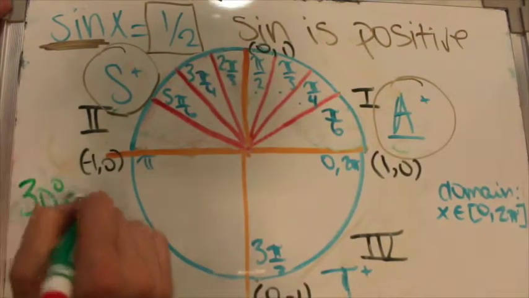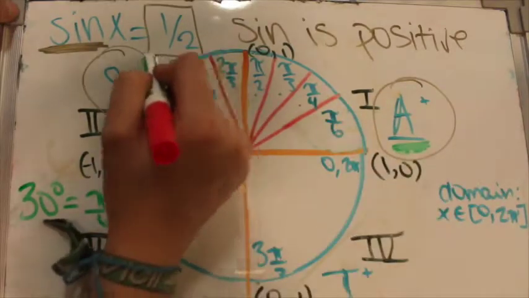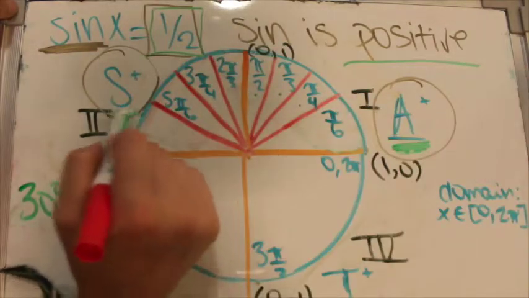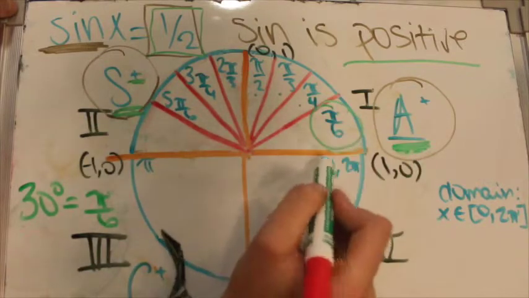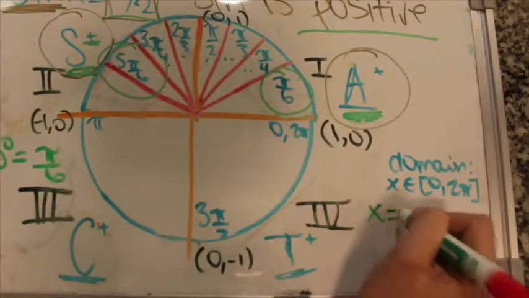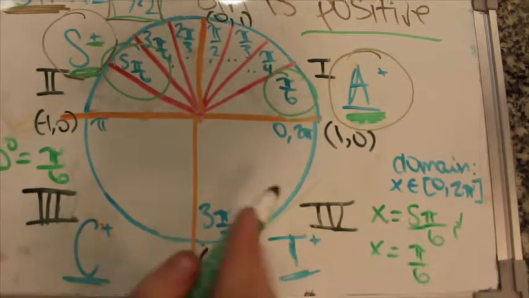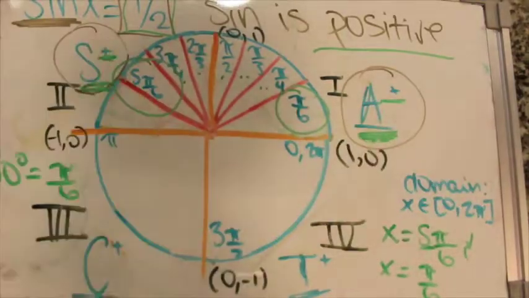So now, again, 30 degrees is pi over 6. We're going to find pi over 6 values in the first and second quadrants because our sine x value is positive, and in the first and second quadrants it's positive. So it's pi over 6 in the first one, and then 5 pi over 6 in the second one, because those are our pi over 6 values where sine is positive and 1/2 is positive.